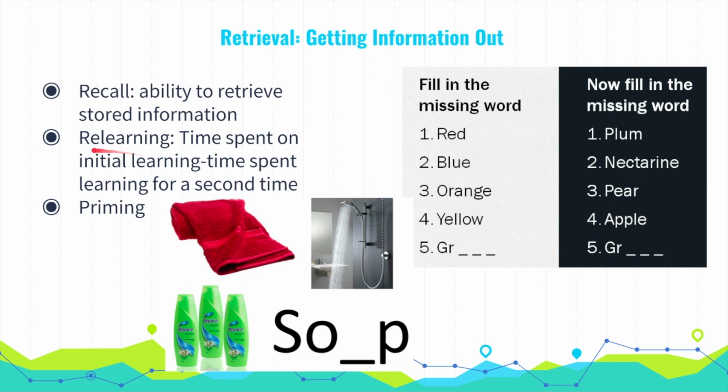So if when you're 16, your father teaches you how to drive a manual car, and then you don't drive a manual car until you're 28, you'll probably still be able to learn how to drive it quicker the second time, and that's because of relearning. And finally, memory can be influenced through priming, or the unconscious planting of an idea or activation of a memory. The two images here show the power of priming. When you're shown images of a bathroom and hair conditioner, and then shown the letters SO-P, you automatically think of soap. And when you see red, blue, orange, yellow, GR, you automatically think of green. That's the power of priming.